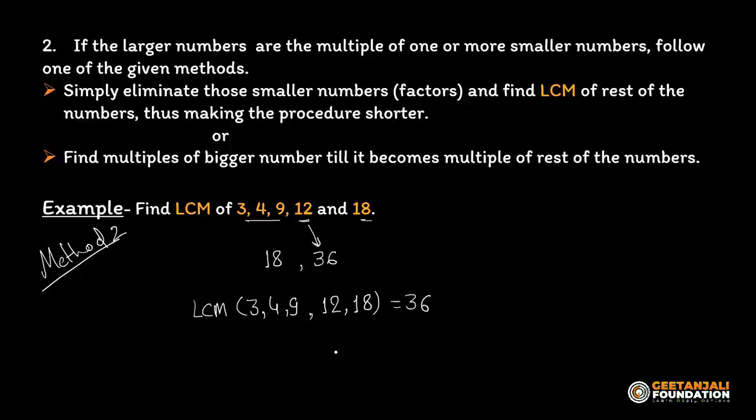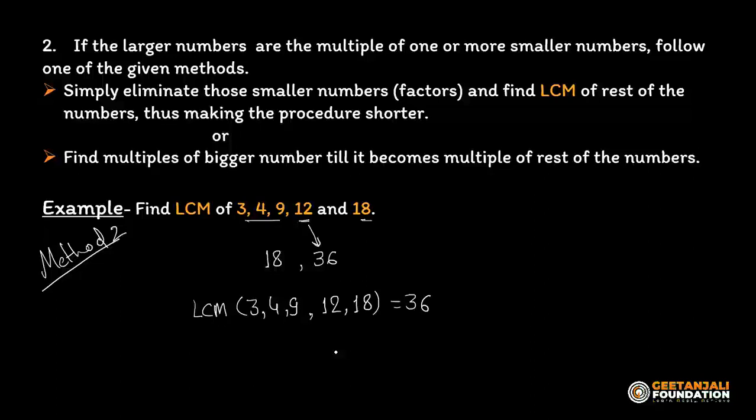What we do in this case is, first of all, we focus on the bigger numbers and discard all those smaller numbers whose multiples are these bigger numbers. Then we can find the multiples of the biggest number, so that if the other number, here 12, can divide the multiple of 18, that is our LCM. So we have to find multiples of the bigger number till it becomes a multiple of the rest of the numbers. So this is the second method.